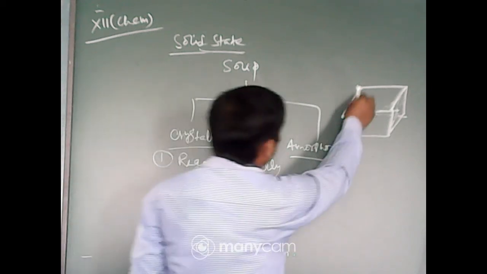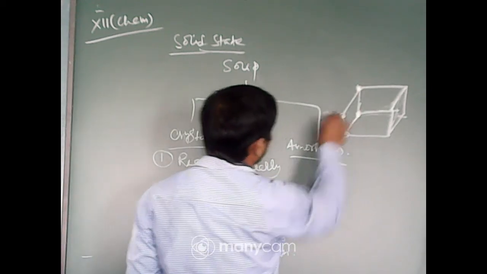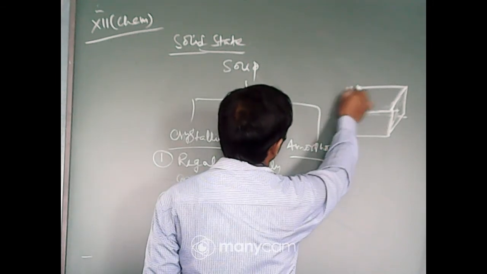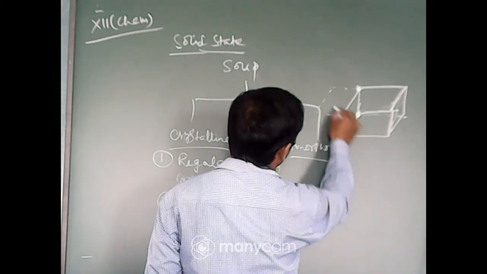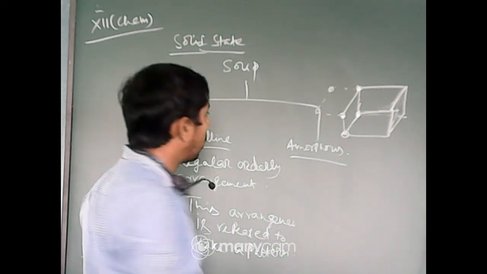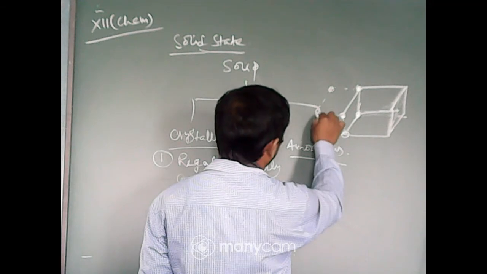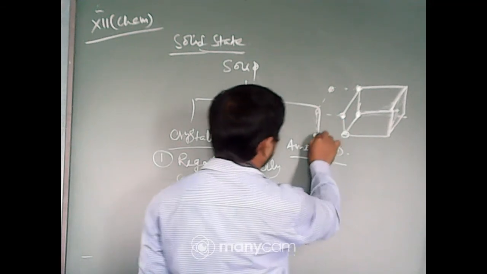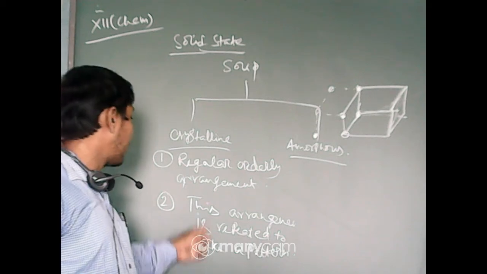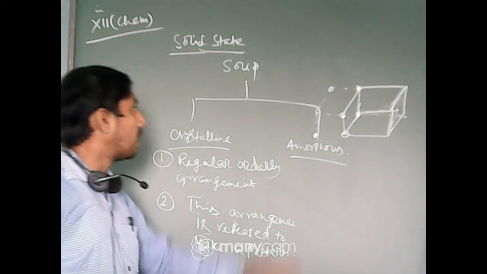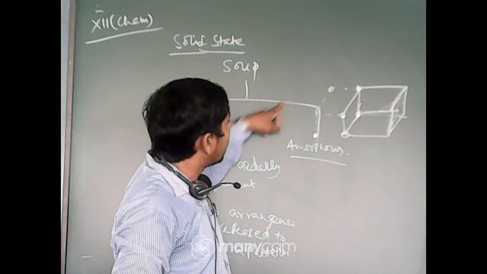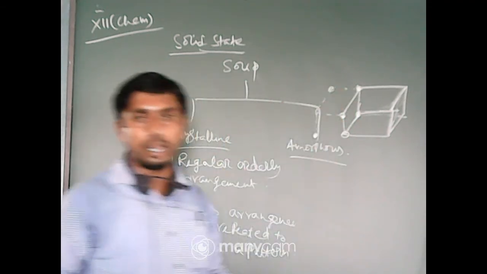Suppose these two are red balls, then in another unit these two will also be red balls, and if you place a black ball here, then it would be a black ball again. So this is called repetition. This arrangement is repeated to make a pattern. The red ball, again the red ball, again in the unit there will be a red ball.